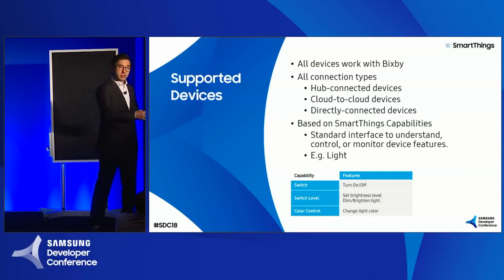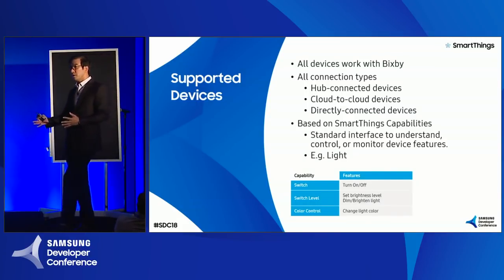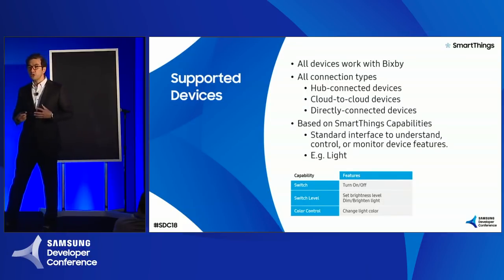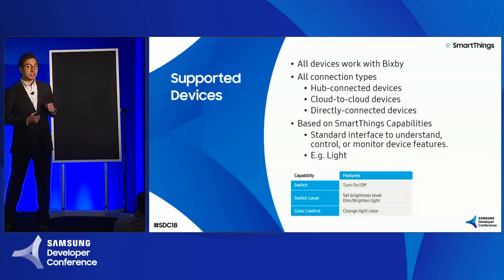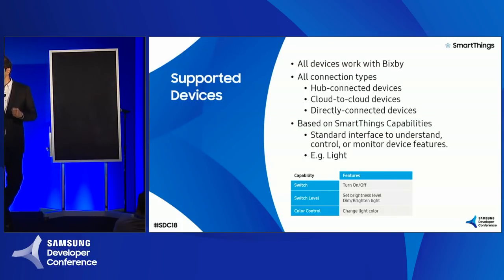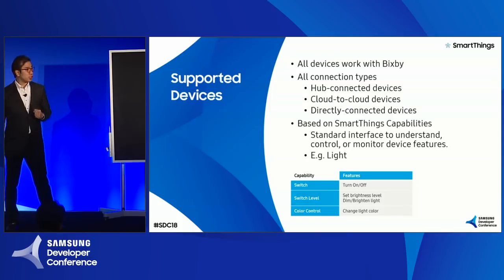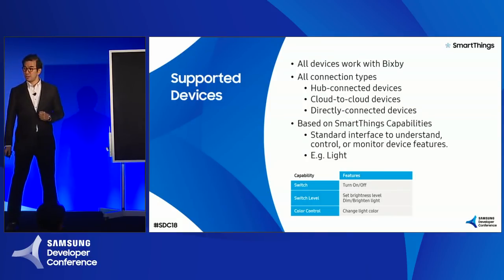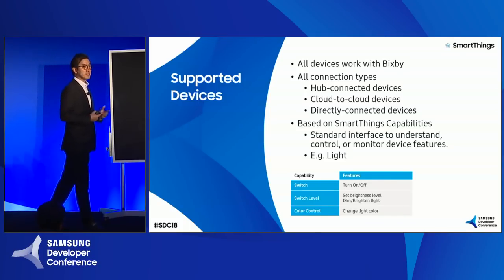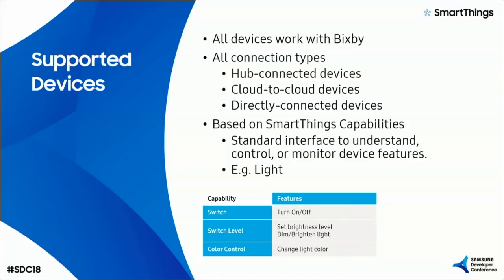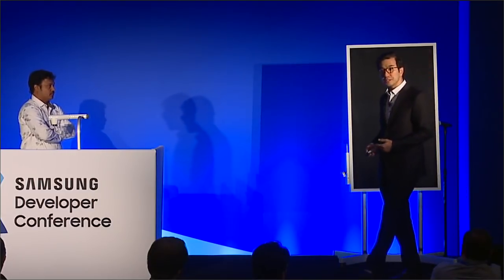Why? Because once your devices are connected to the SmartThings platform, that integration means that your devices are working with SmartThings capability, which is a standard capability to understand, control, and monitor the device features. Let me put it simply. Suppose you are a light device maker. A light typically has the functionality of on and off and changing the brightness. Some lights can change colors.